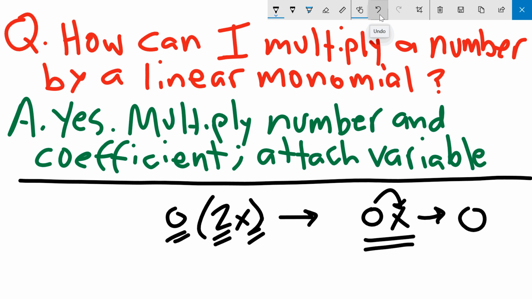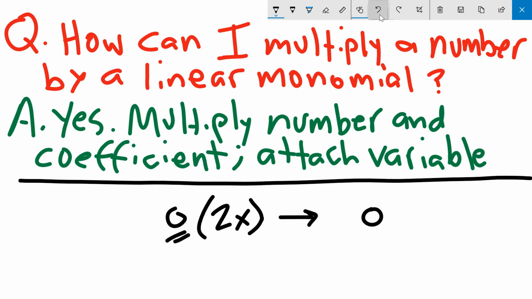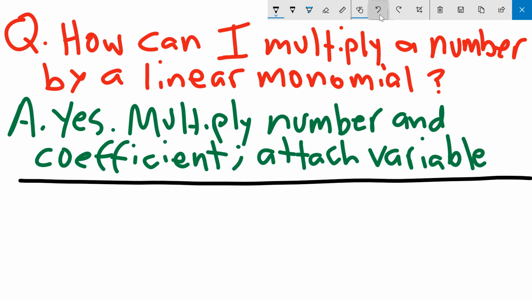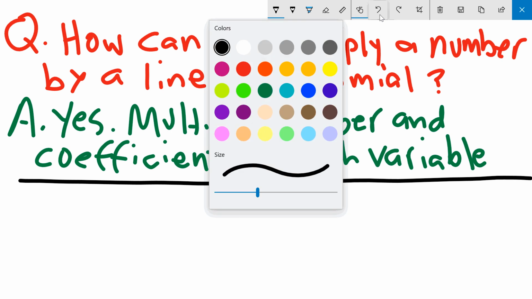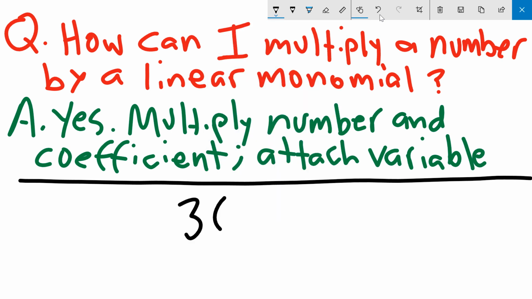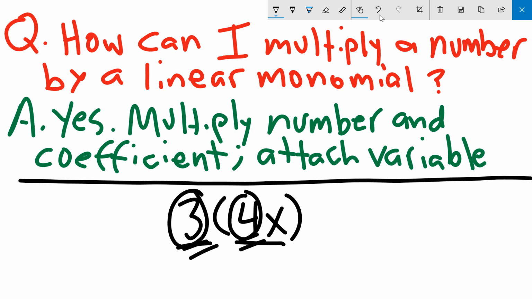Now, something I didn't mention is that there is a special rule in math that allows us to multiply these two together. I'm not going to talk about it now, but later in the course we'll start talking about official rules and how come we're allowed to do stuff. But right now, all you need to know is when you have a linear monomial and a number, multiply the number and the coefficient together, tack on the variable, and you're done.